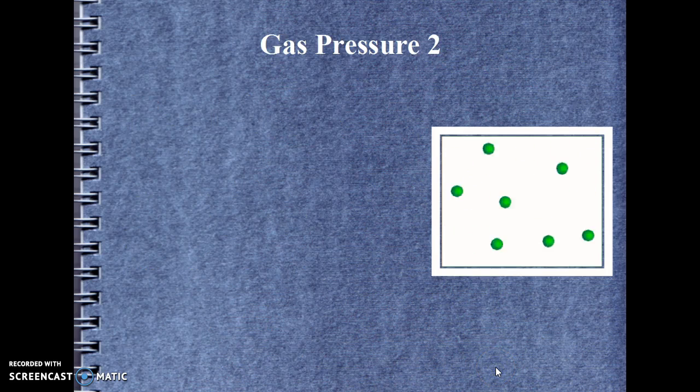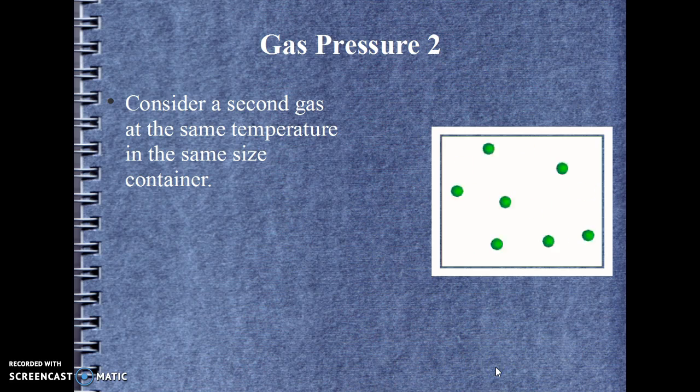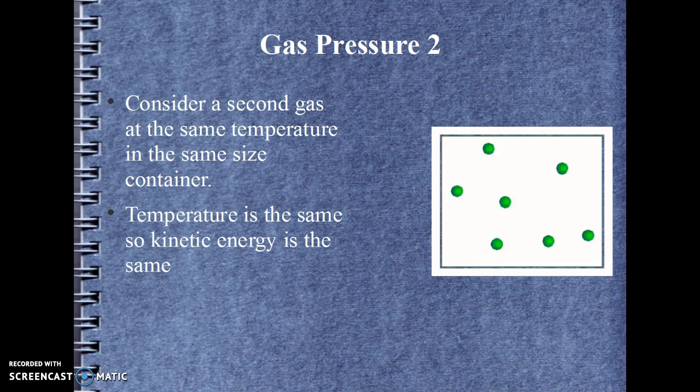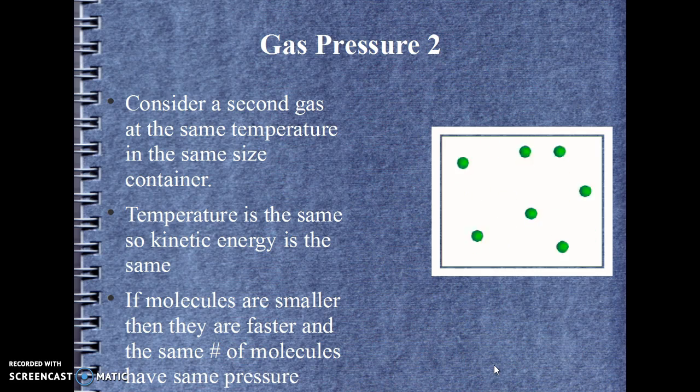Let's look at a second situation. Consider a second gas at the same temperature in the same size container. The temperature is the same, so the kinetic energy, according to kinetic molecular theory, is the same. If the molecules are smaller than our first example, then they must also be faster, so that the same number of molecules can have the same pressure.